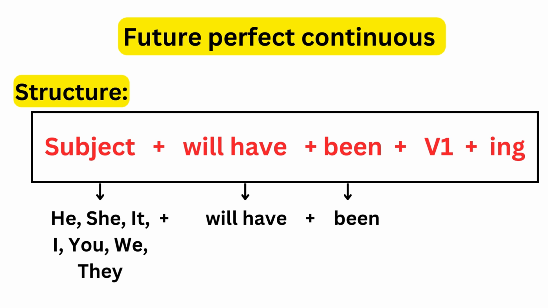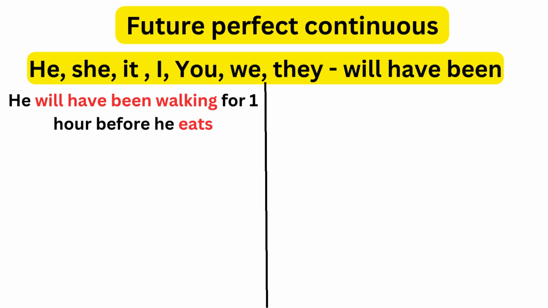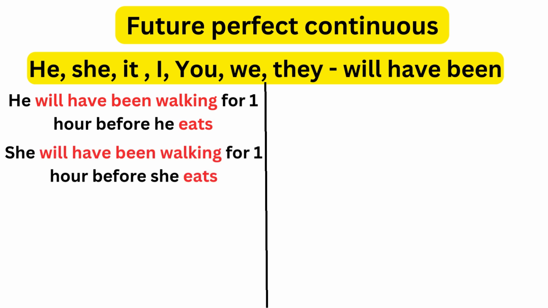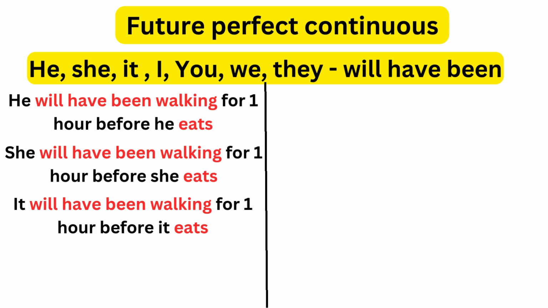Example for this structure is he, she, it, I, you, we, they plus will have plus been plus walking. That is, he will have been walking for 1 hour before he eats. She will have been walking for 1 hour before she eats. It will have been walking for 1 hour before it eats.